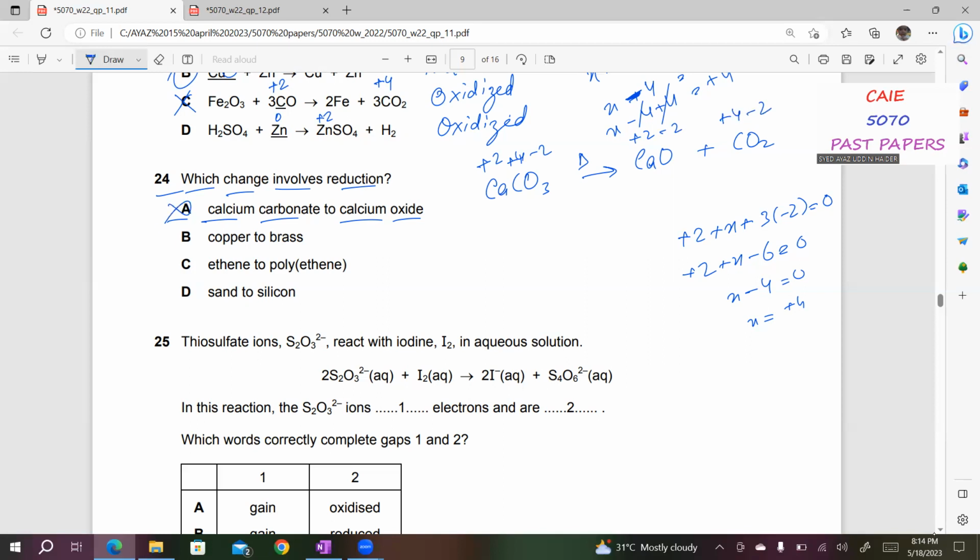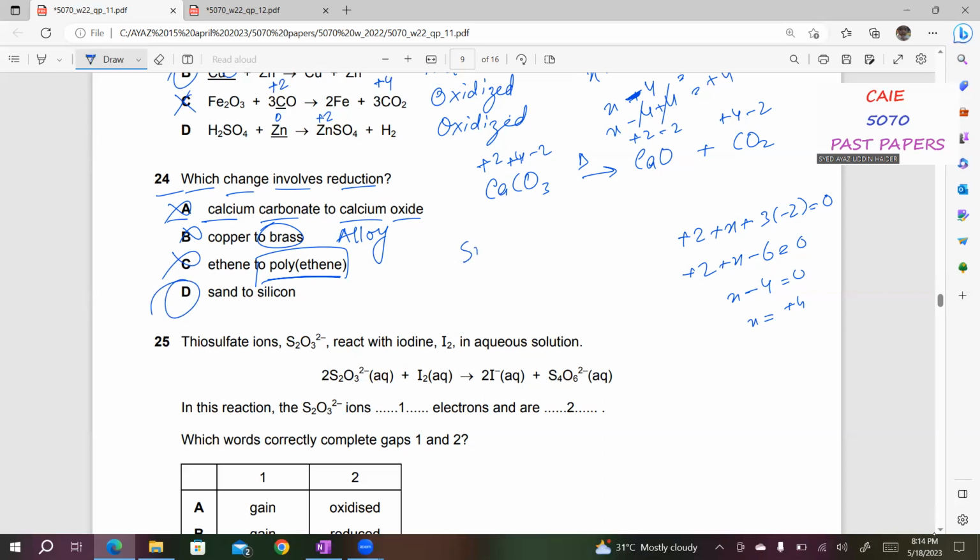B. Copper to brass. Brass is an alloy. So it's a physical mixing. It does not involve any reduction. C. Ethene to polyethene. Ethene is a small molecule. When many small molecules join, they give big macromolecules. Polyethene is a macromolecule polymer here. So this is again wrong. D will be the right answer.